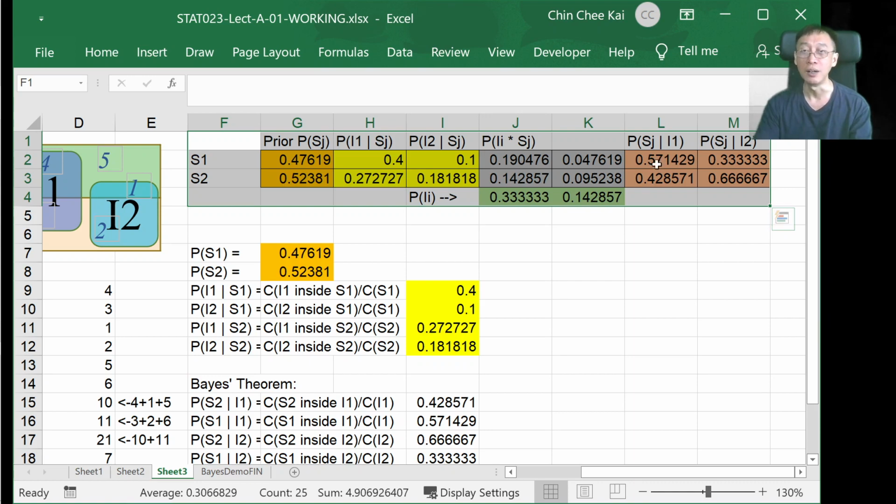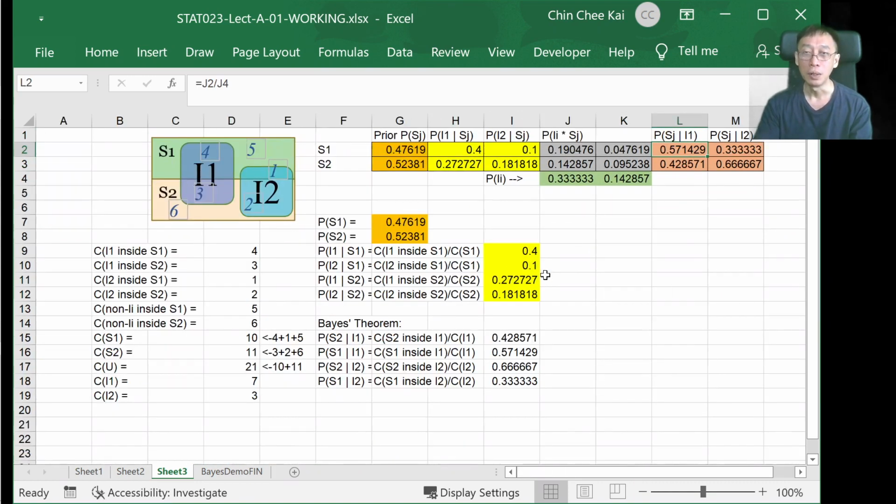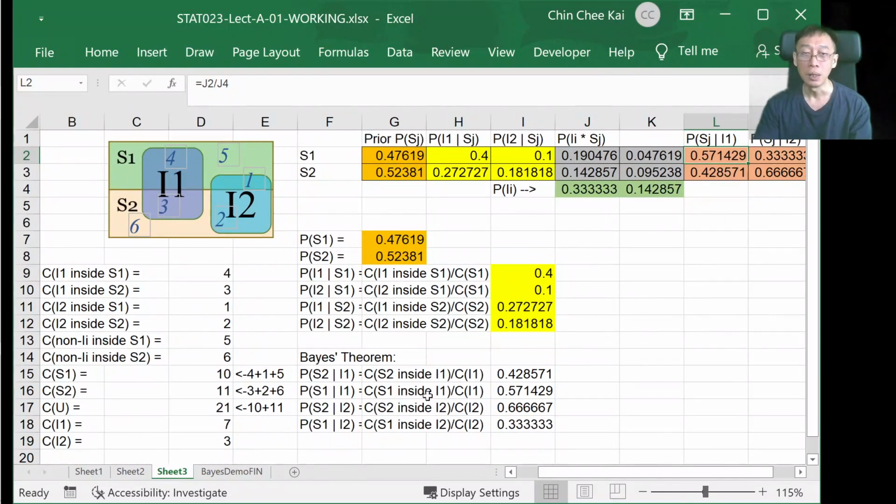And let's check, right? So we have these four probabilities. Are they correct? P of S1 given I1, that's exactly this, right? P of S2 given I1, so that's S2, 0.4285. Yeah, correct. And P of S2 given I2, that's the 0.6. And then the 0.3, P of S1 given I2. So far, okay? All right.